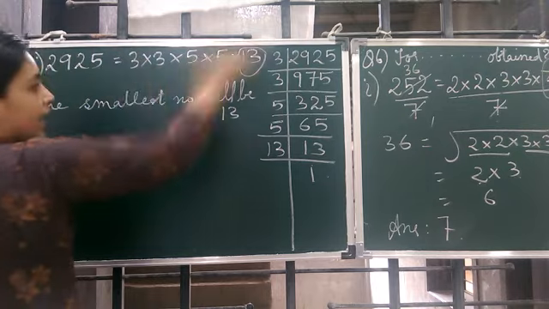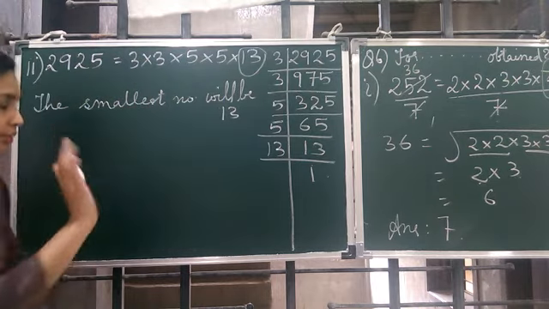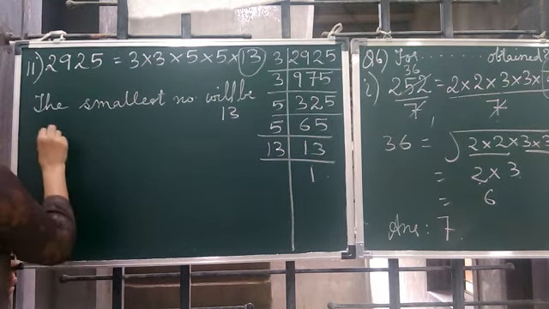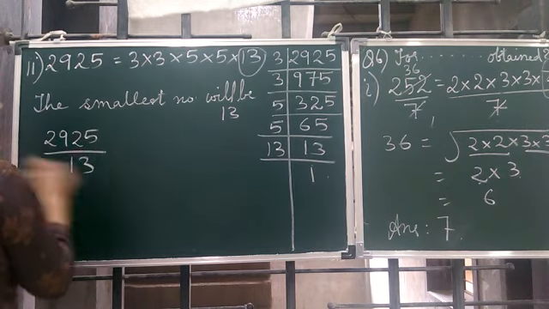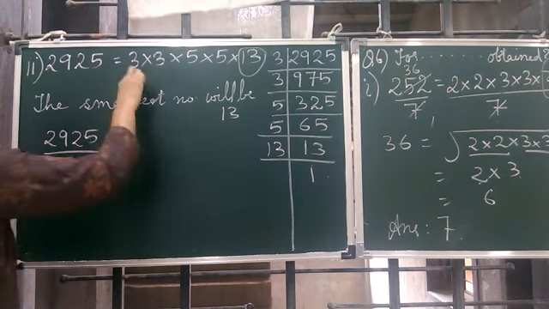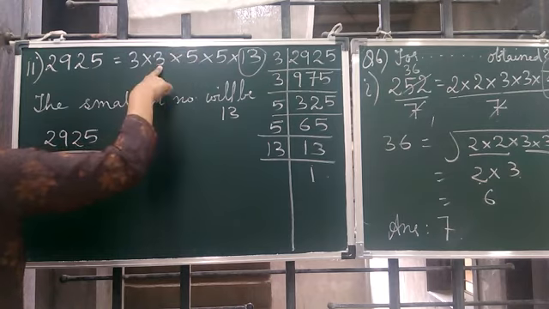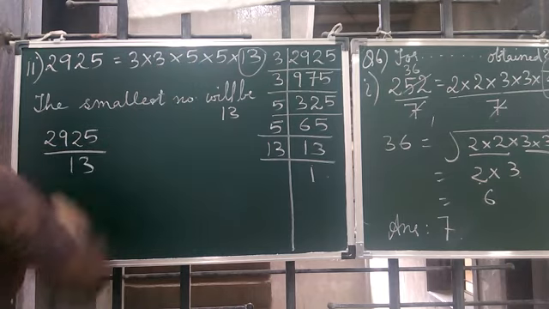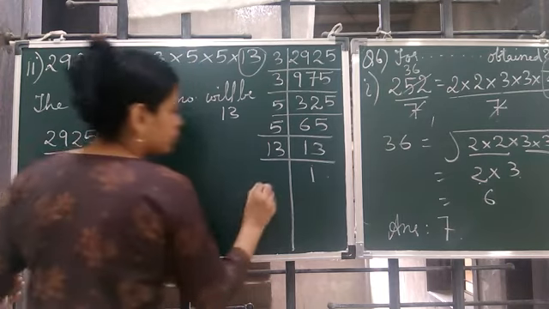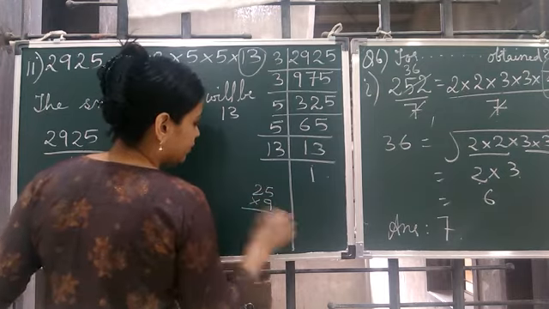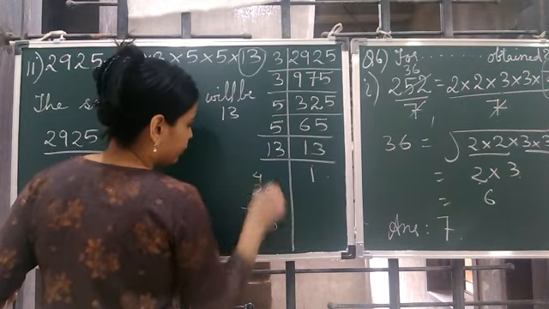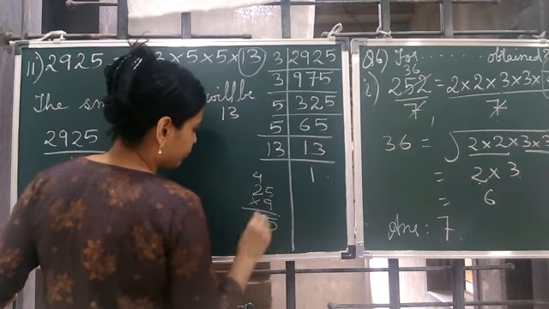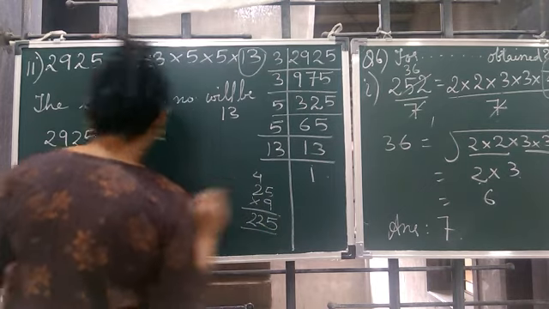Either you directly do it like this or write it, as you like. Okay, so you divide 2925 by 13. So what will you get? You will get these numbers, that is 3 3s are 9 and 5 5s are 25. So 9 into 25 you do. It's 45. 9 2 is 18. 225.